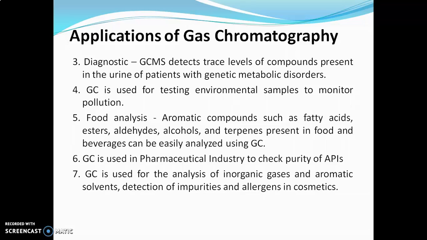Aromatic compounds such as fatty acids, esters, aldehydes, alcohols, and terpenes present in food and beverages can be easily analyzed by using GC. GC is used in the pharmaceutical industry to check the purity of APIs, active pharmaceutical ingredients. GC is used for analysis of inorganic gases, aromatic solvents, and detection of impurities and allergens in cosmetics. So this is all about gas chromatography.